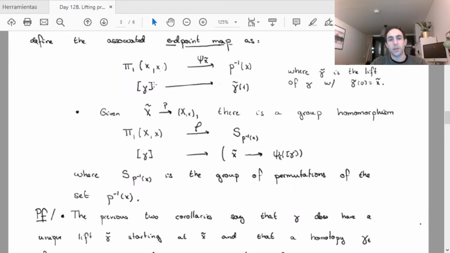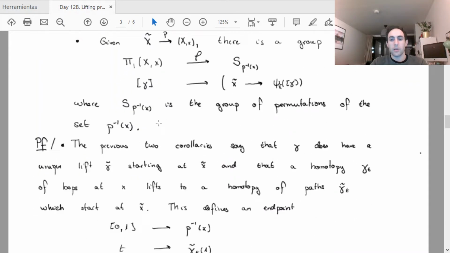Now the question is, does this depend on the homotopy class of gamma, does this depend on gamma itself? So now I have to change the representative of this class and see what happens with this endpoint. So let's do exactly that. Let's take a homotopy gamma t of gamma, a homotopy of loops.